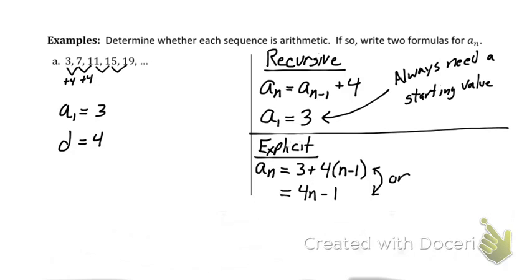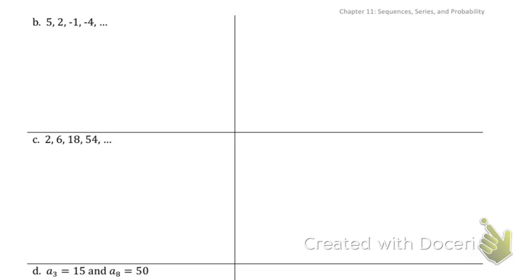All right, our next one is 5, 2, negative 1, negative 4. We must be going down, so we must be using subtraction. So that's minus 3, this is minus 3, this one is minus 3. So yes, it is arithmetic. I'm going to state two things: what my first term is, and what my difference is. My difference is going to be negative 3. Those are the two important facts that we need out of any arithmetic sequence in order to write our recursive and our explicit.